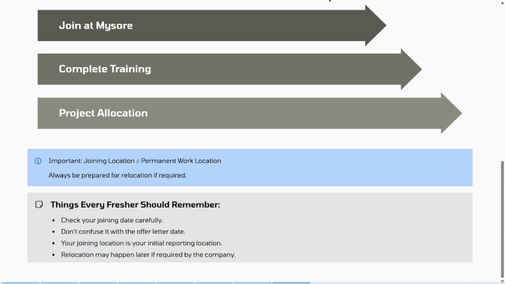This is common in the IT industry, so my advice is simple: when you join any IT company, keep an open mind about relocation. Don't assume you will stay in one city throughout your career. Also, before accepting your offer, make sure you are comfortable with this possibility because it is clearly mentioned in the document. I hope you understood.